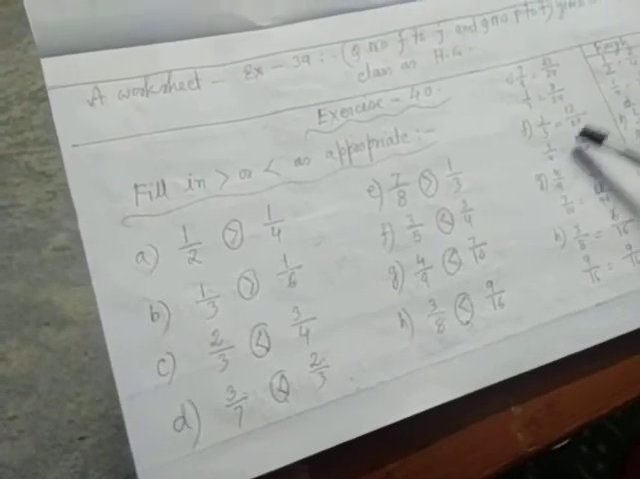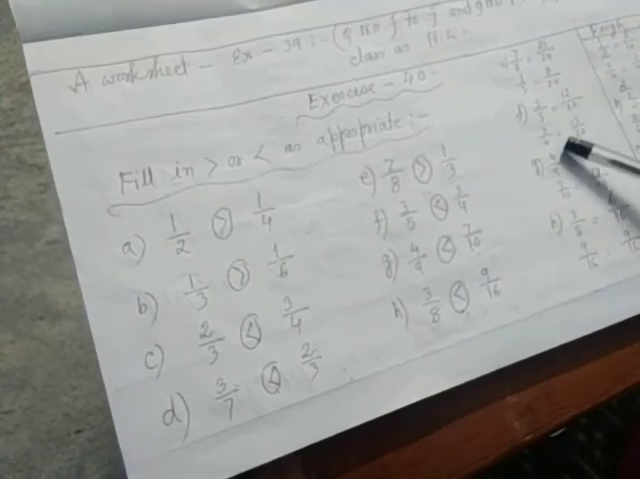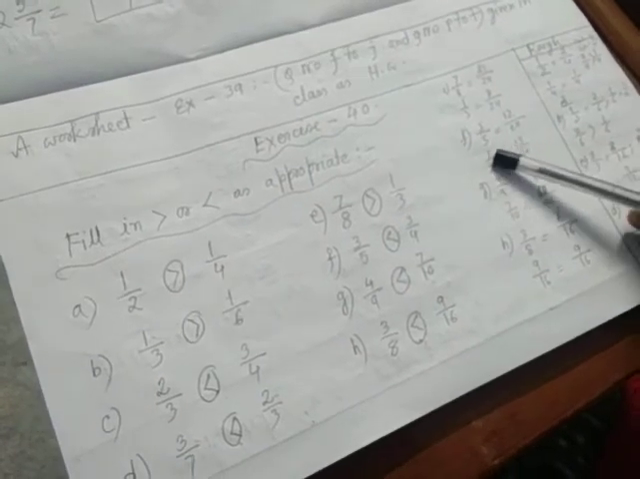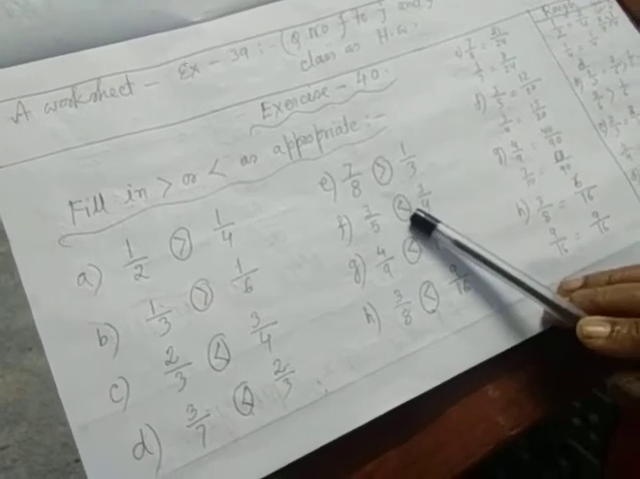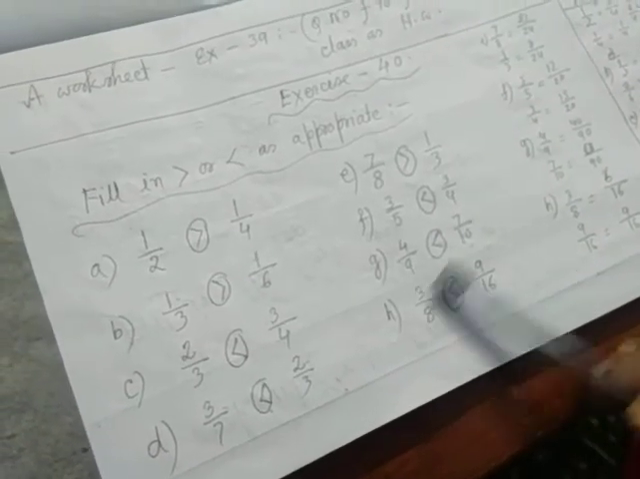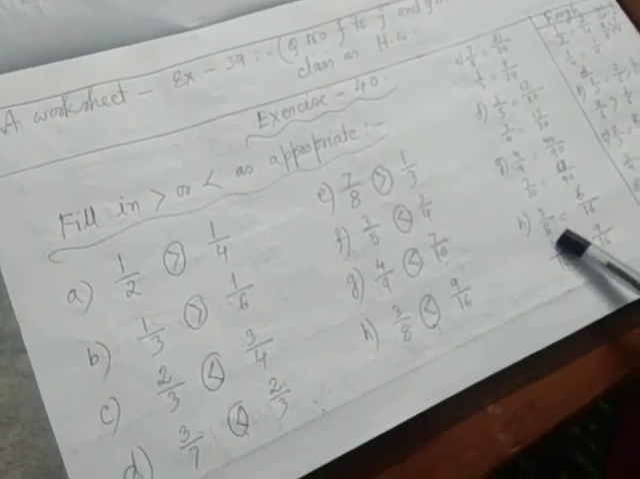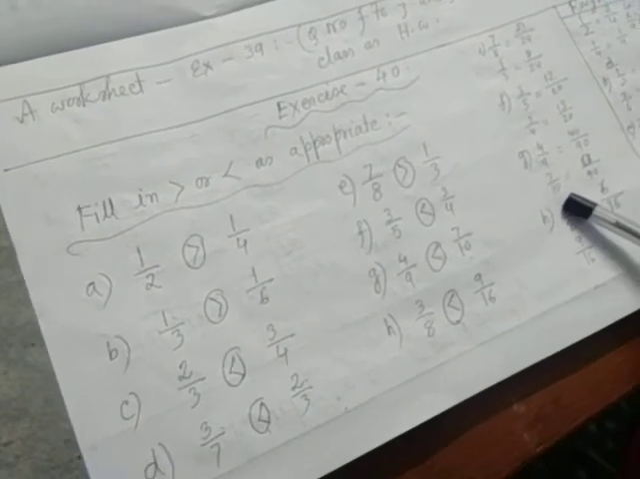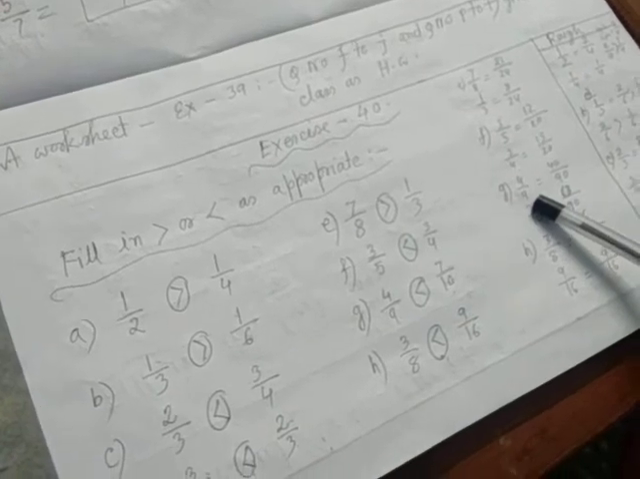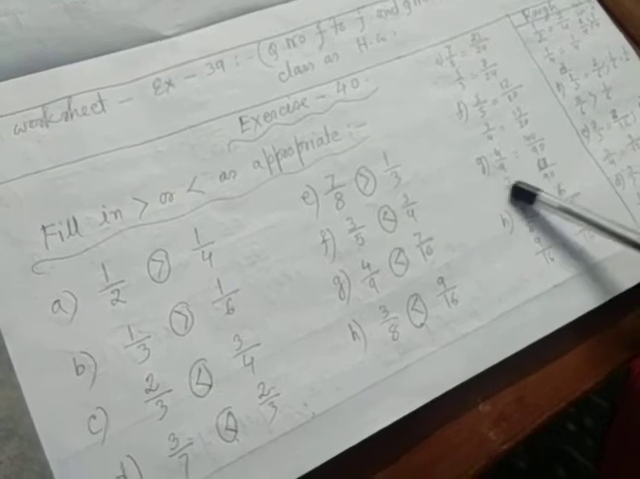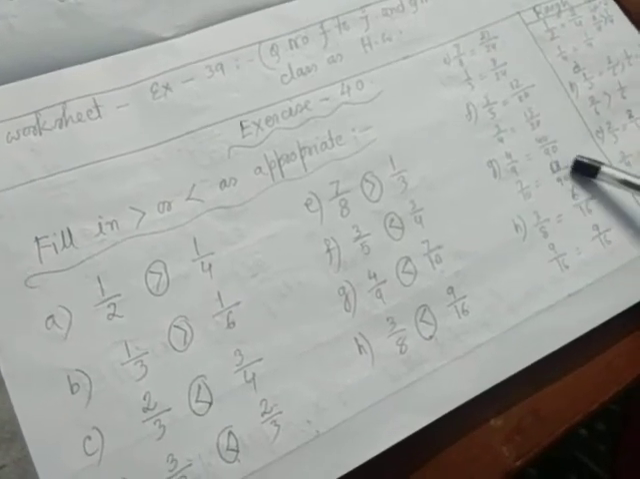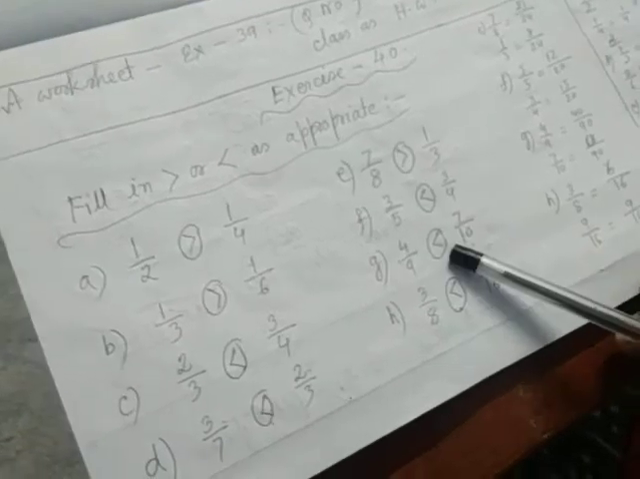F, 3 by 5 and 3 by 4: 5 fours are 20, 3 fours are 12, 4 into 5 is 20, 3 fives are 15. So 12 is less than 15, that is less than. G, 4 by 9 and 7 by 10: 9 into 10 is 90, 4 into 10 is 40, 7 into 9 is 63, that is 40 less than 63, that is less than.